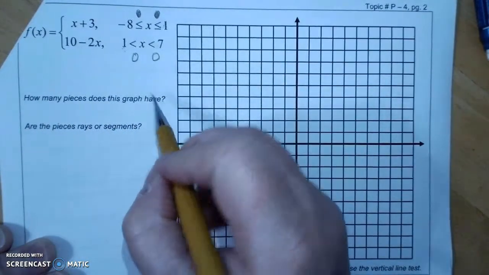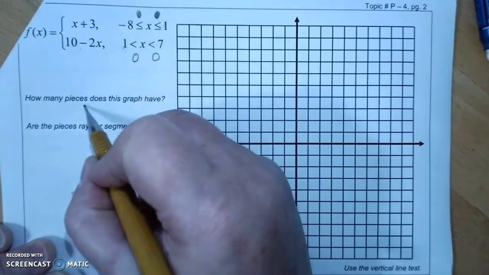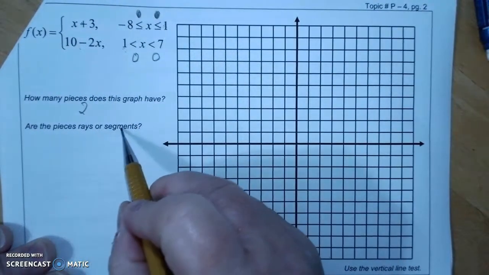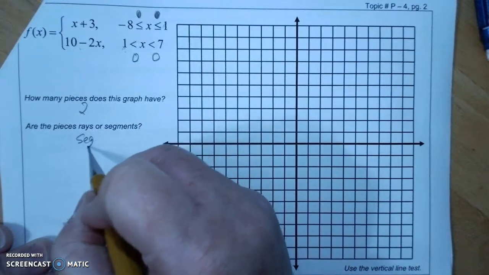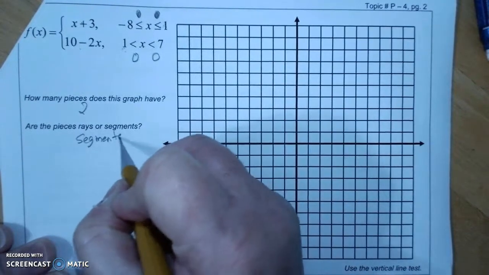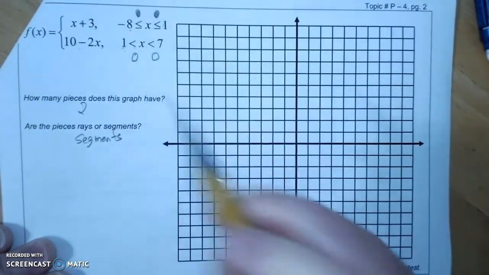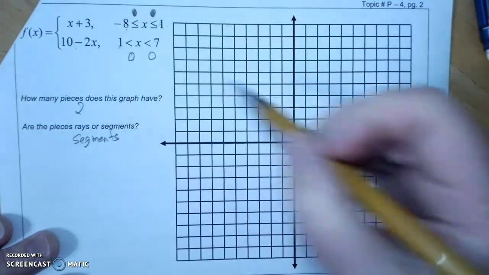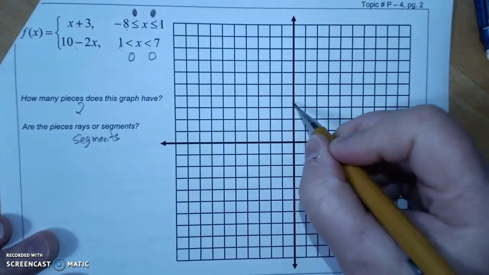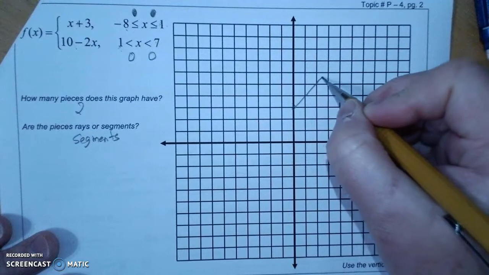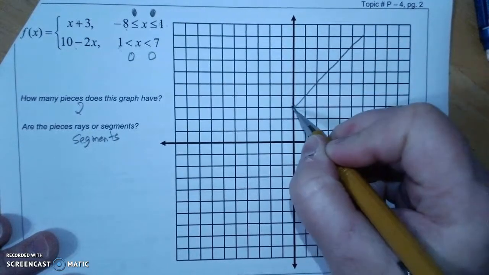How many pieces does this graph have? Since there's 2, there's going to be 2. Are the pieces rays or segments? They are segments because they have a clearly defined beginning and end. Y equals x plus 3, parent function going through here.